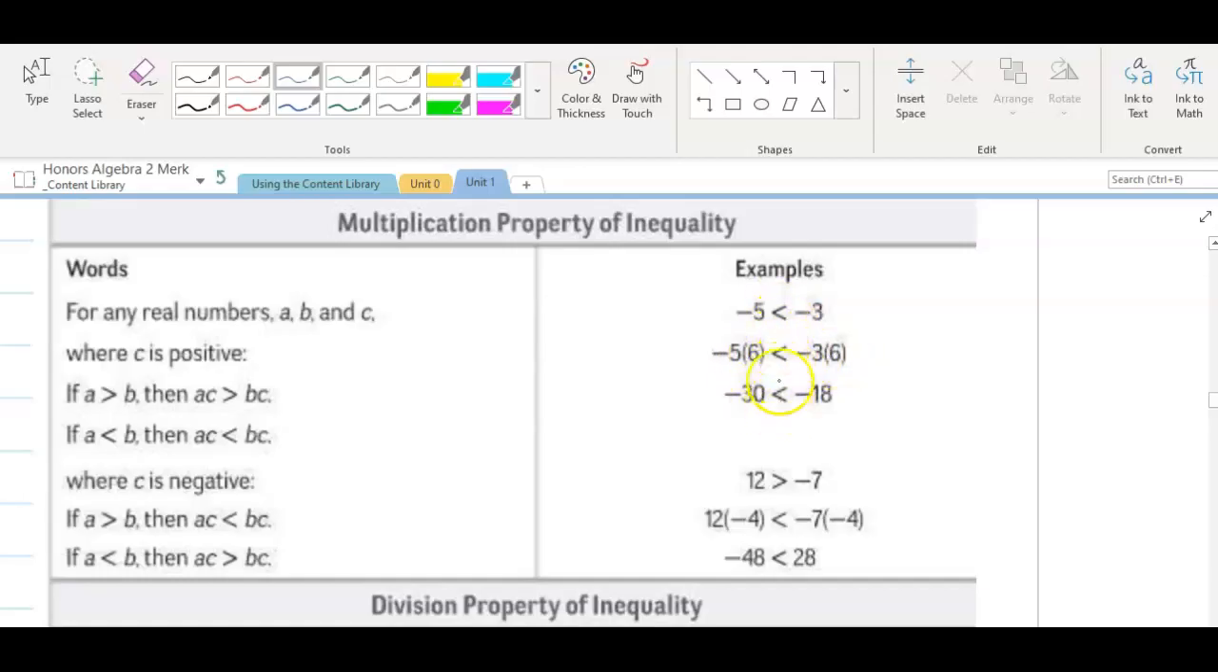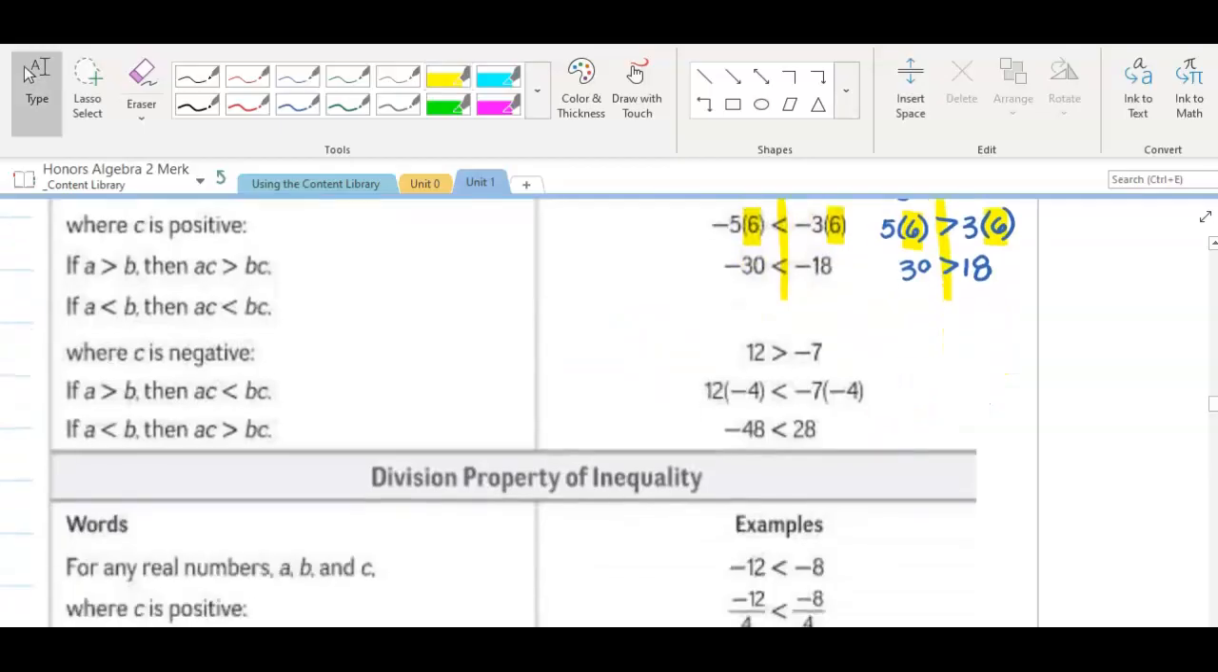For instance, if you have negative numbers or positive numbers and you multiply by a positive, the inequality symbol doesn't change. So I could have 5 greater than 3. I could make them positive. And multiply 5 times 6, it's still going to be greater than 3 times 6. 30 is going to be greater than 18. Notice we are multiplying by a positive, the symbol stays the same. It doesn't matter what the original numbers were. It matters what we multiply by.